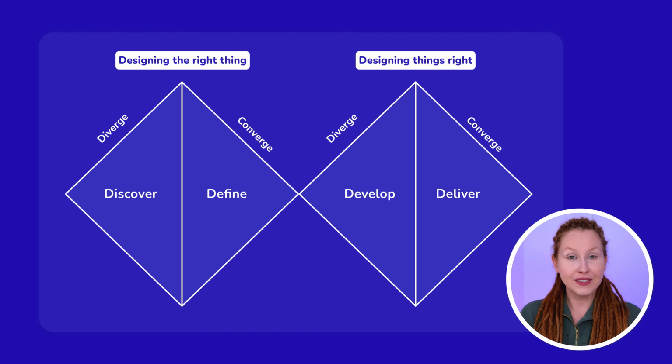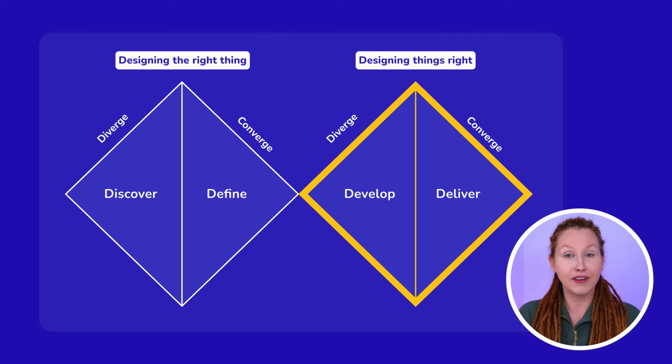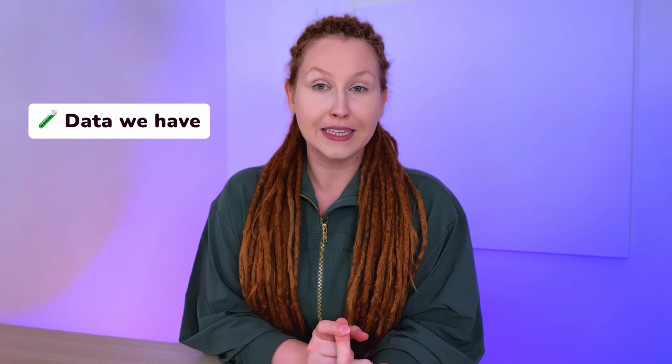The main four phases of the project are discover and define in the first diamond, and develop and deliver in the second diamond, and we will go through all of them. The very first phase of the process is discover or research, and it is a divergent phase. We are at the beginning of the new project, and we need to explore what data we already have, what information we're missing, and perform the research to gather this data.